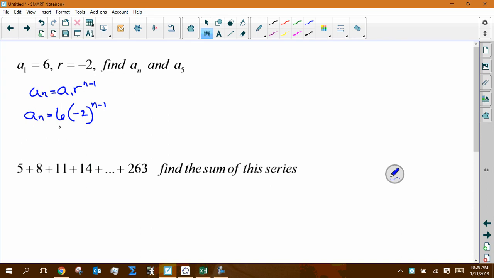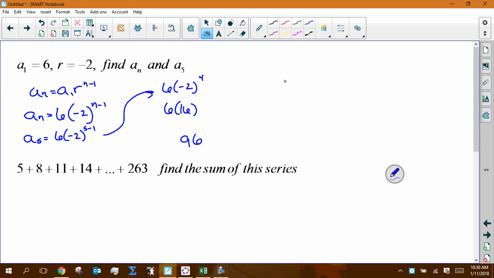So now, when they want to find a sub 5, that means n is 5. So 6, negative 2, n is 5. Okay, so we get 5 minus 1. So over here, we get 6 times negative 2 raised to the 4th. So negative 2 times negative 2 times negative 2 times negative 2, what is that, 16. Okay, so we get 6 times 16, and that becomes 96. So a sub 5 is 96.